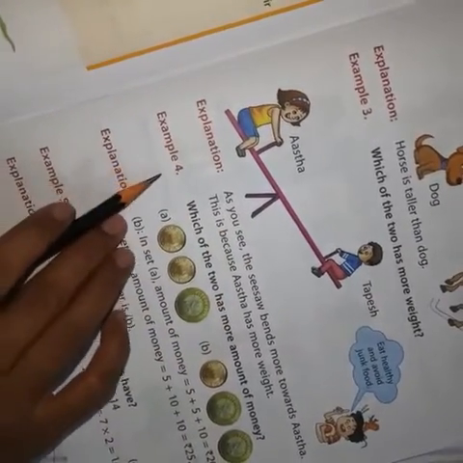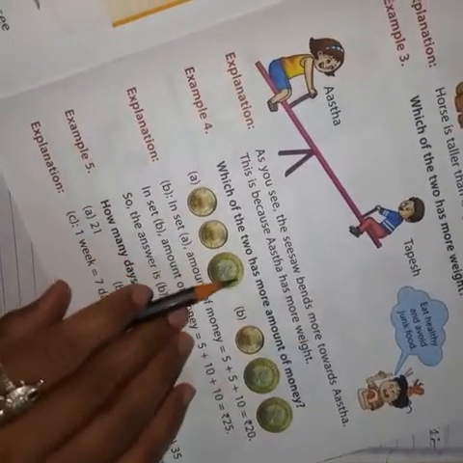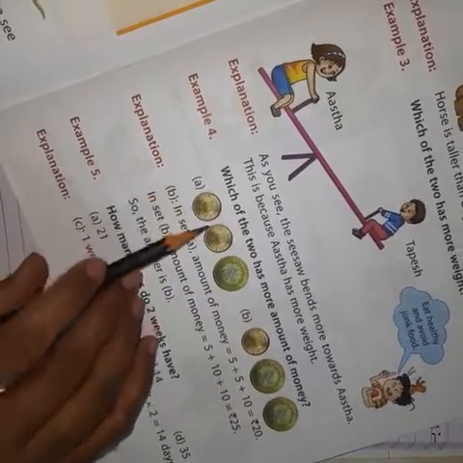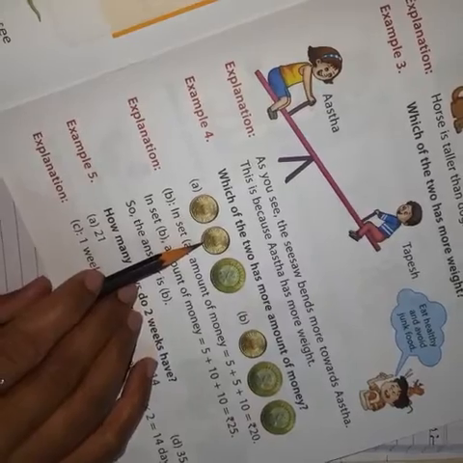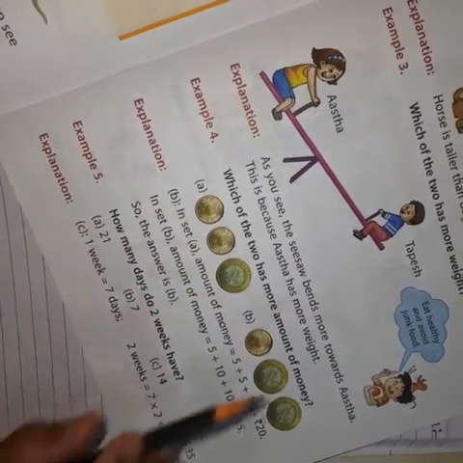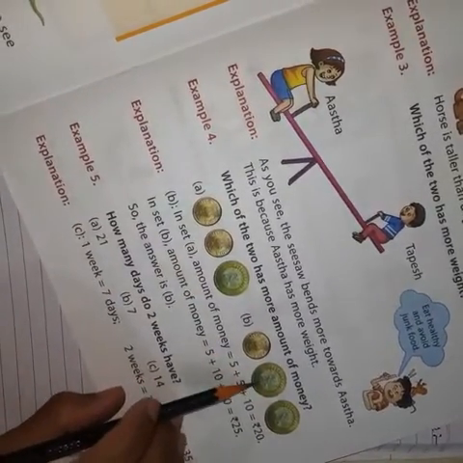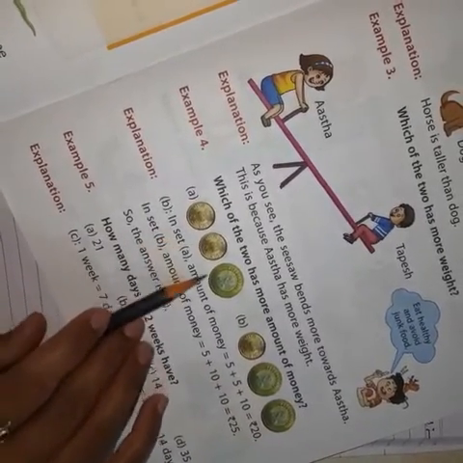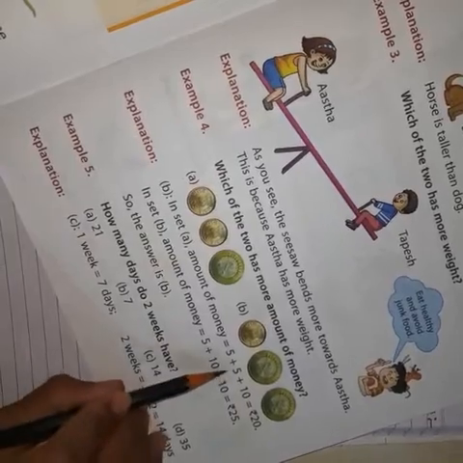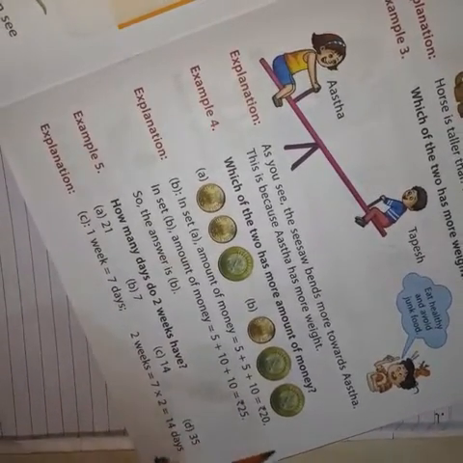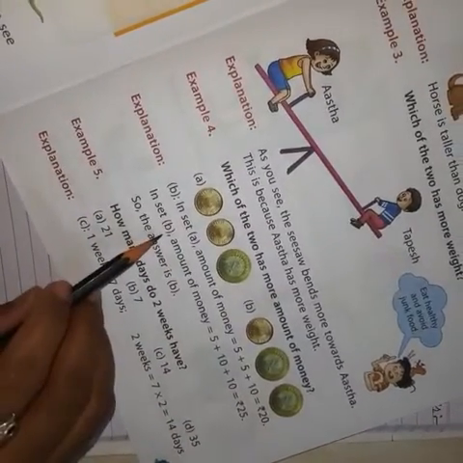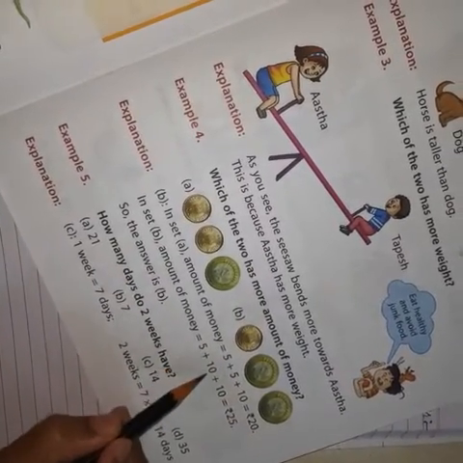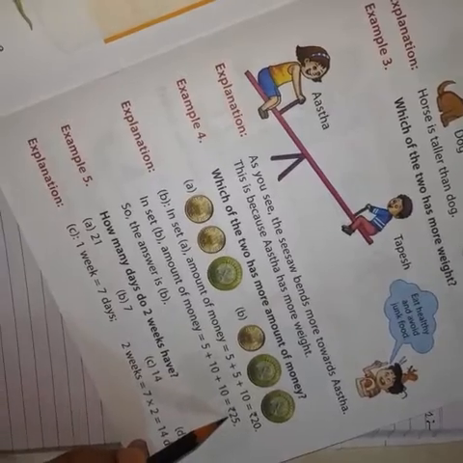Now come to example 4. Which of the two has more amount of money? Option A, coin of 5, coin of 5, coin of 10. Option B, coin of 5, coin of 10, coin of 10. In the set of option A, the amount of money is 5, 5 plus 10 is equal to 20. In the set of B, the amount of money is 5, 10, 10. 5, 10, 10 is equal to 25.